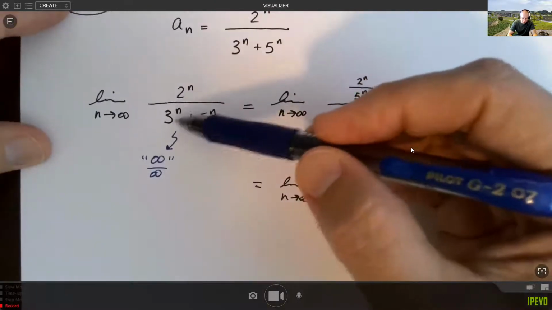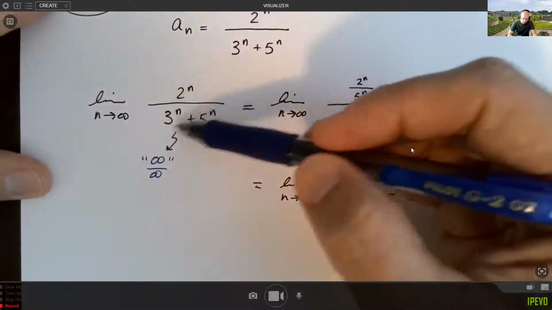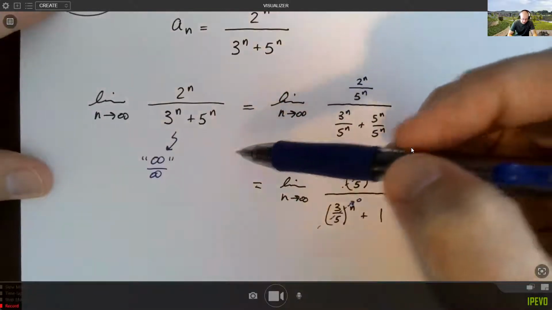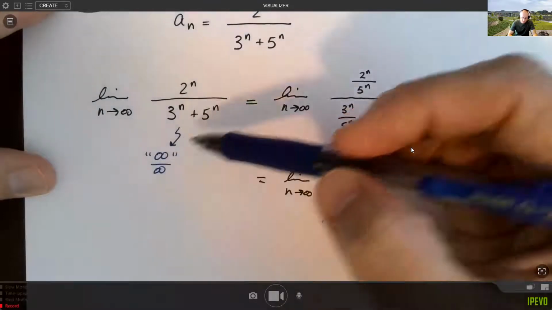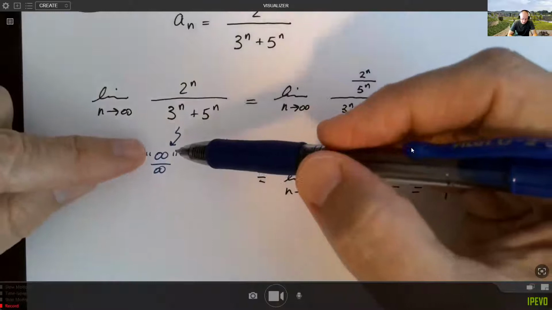But same with the denominator, right? 3 to the n plus 5 to the n is going to infinity. These are all exponential functions. And so it's infinity over infinity. Now, some of you might say, well, let's use L'Hopital's rule, right? Which works for limits of the form infinity over infinity.